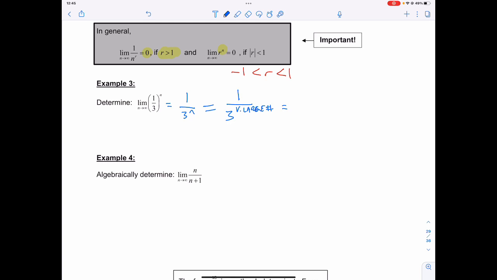And if I keep putting 3 to a bigger and bigger and bigger exponent, then that is going to give me a bigger and bigger and bigger value. So I know that that would also be 1 over a very large number. And as we've already seen, 1 over a very large number is just going to approach 0.